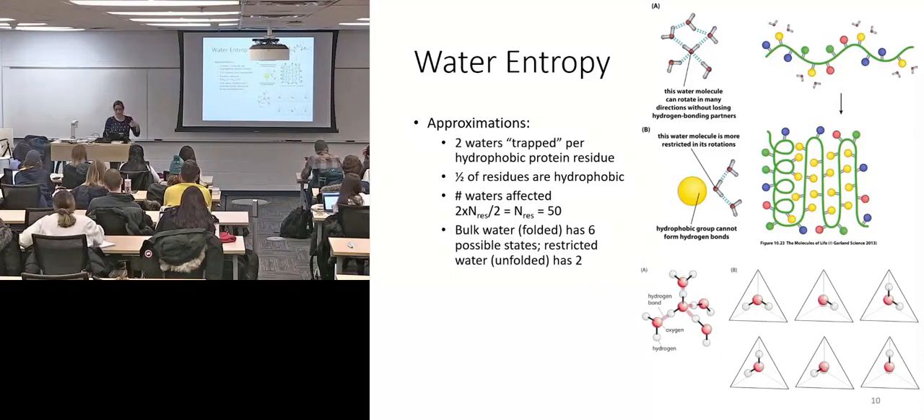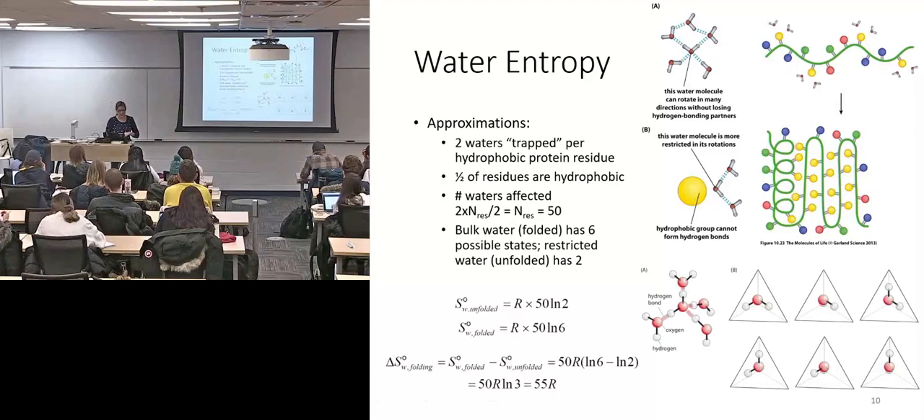Okay, so this is a reduced entropy when the water is trapped in this caged or shell configuration around the hydrophobic stuff. Okay? So here is an entropic calculation just for water. That's what the W subscript is indicating. So in the unfolded protein case, the water entropy would be the gas constant times 50, the number of waters affected, times the natural log of 2. This was the multiplicity for each water.